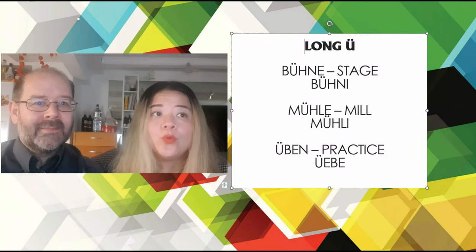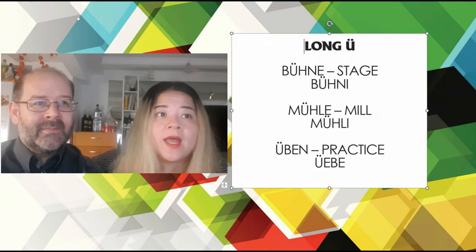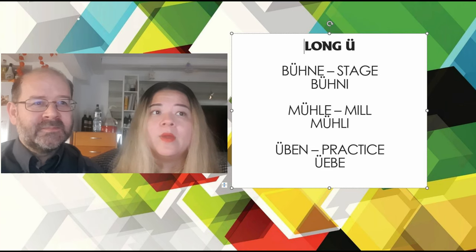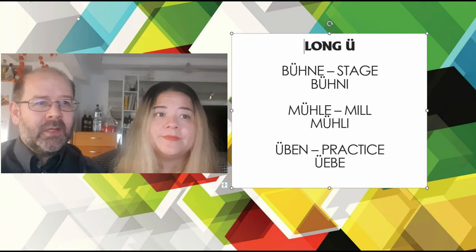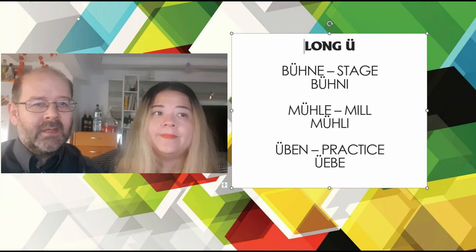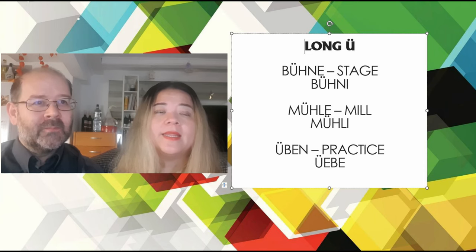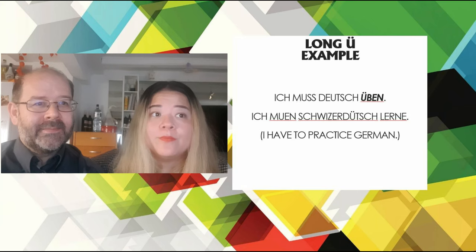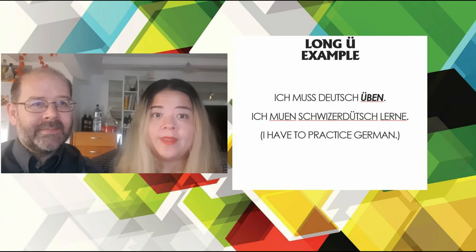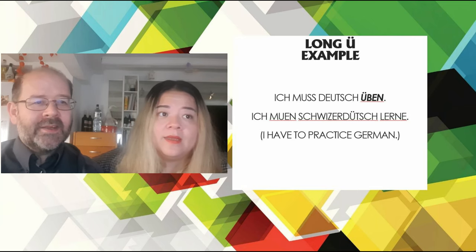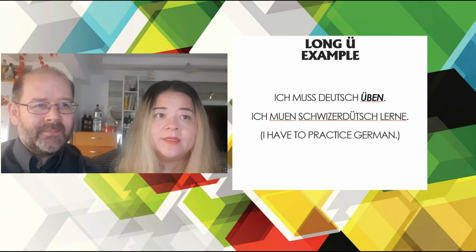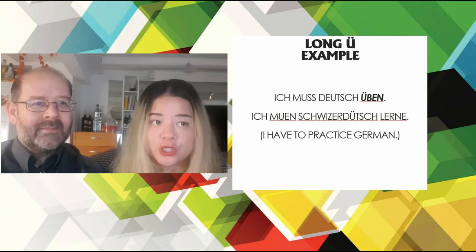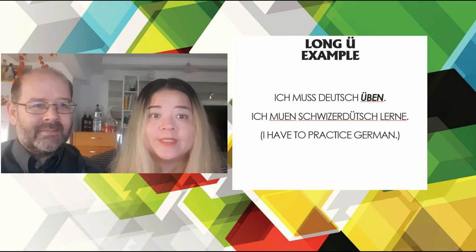And then long Ü. Bühne. Mühle. Eine Mühle. Üben. And then for the example: Ich muss Deutsch üben. I have to practice German.